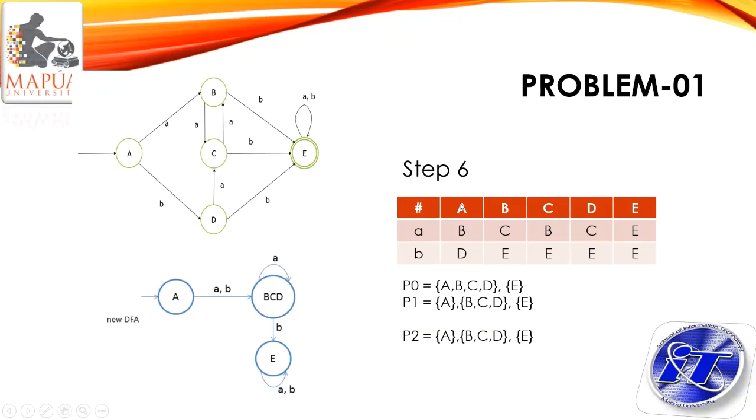Why? Because A goes to B, which is this part. When it's B, A, it will go to D. Still, this state.